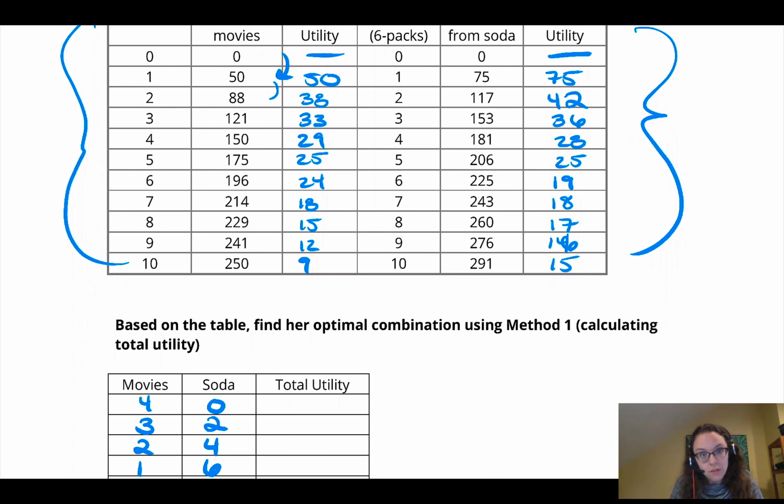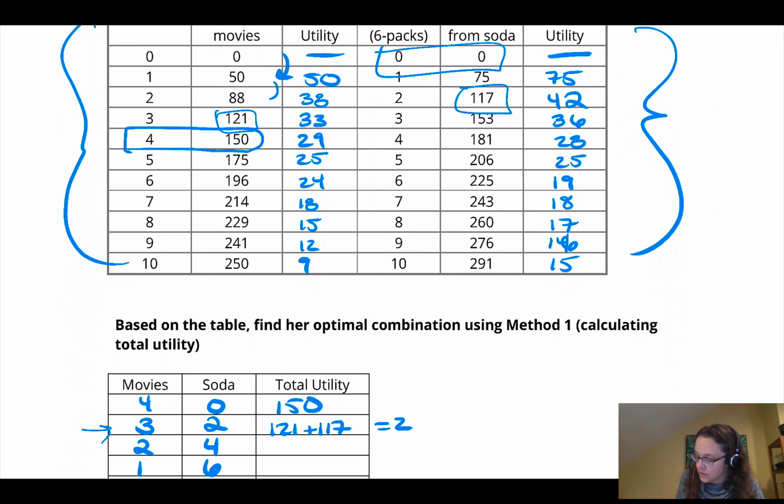So if she consumes 4 movies and 0 sodas, then what is her utility? Her utility is going to be read by going to this chart and seeing that her total utility is 150. And then she has no utility from the soda. You can actually see it right here, but we also know that that's 0. Now let's say she consumes 3 movies. In that case, she gets 121 from the movies, and she gets 117. So 121 plus 117, that's 238. Okay, so that's clearly better for her.